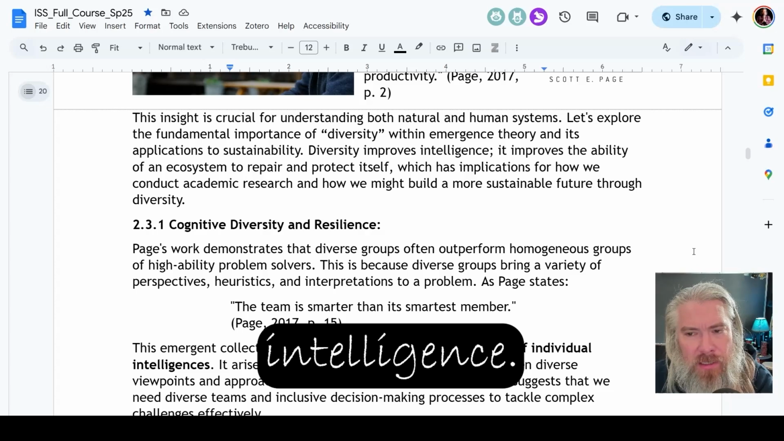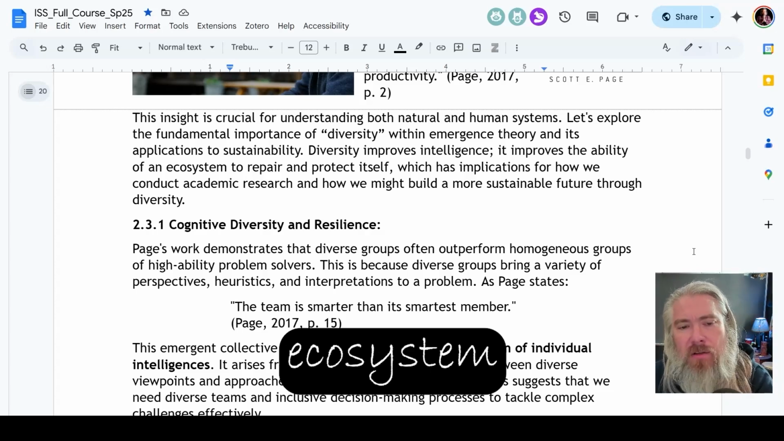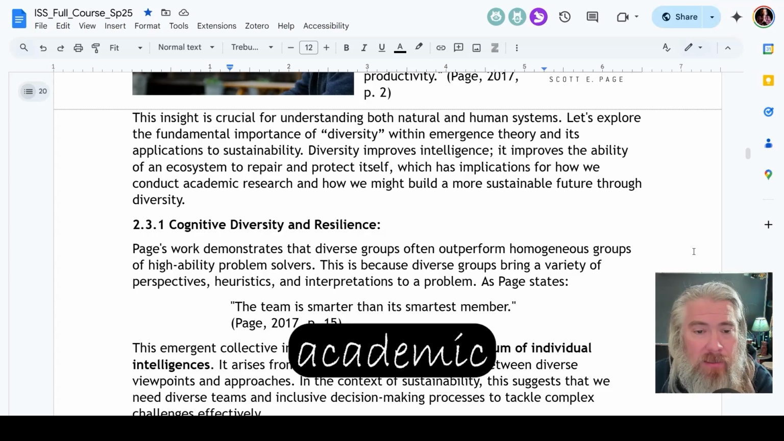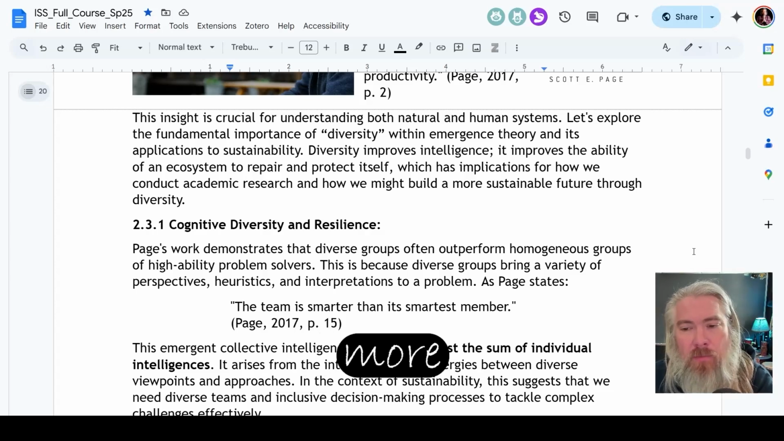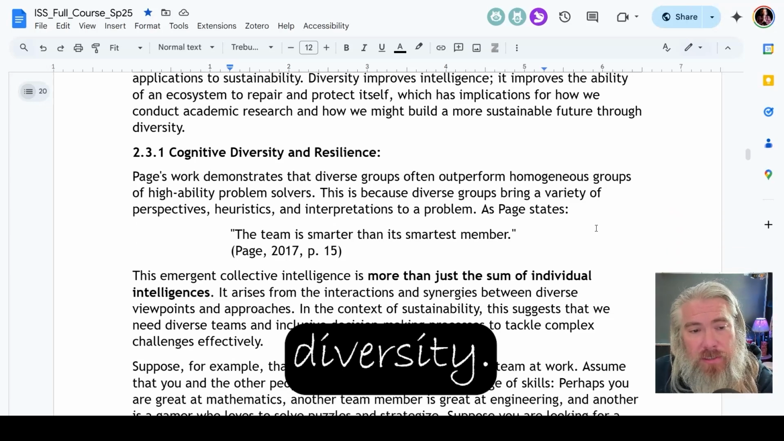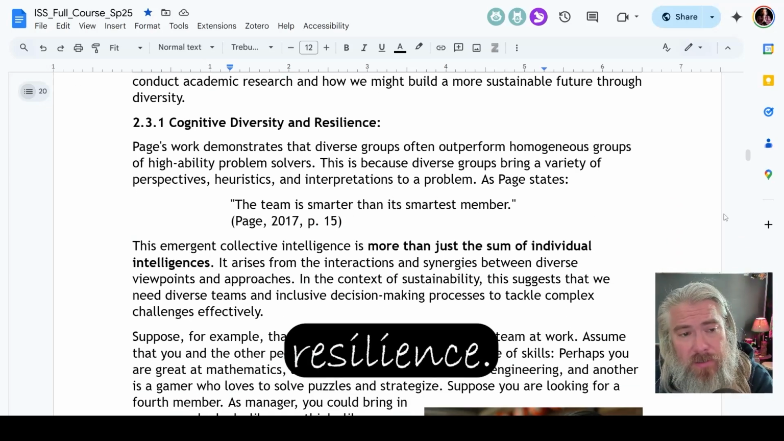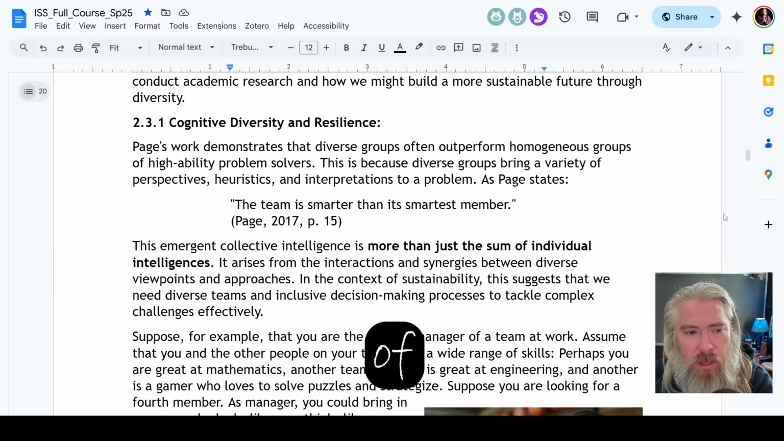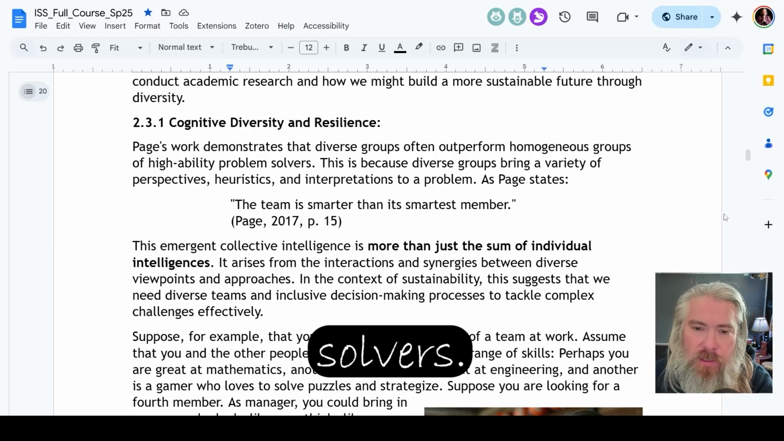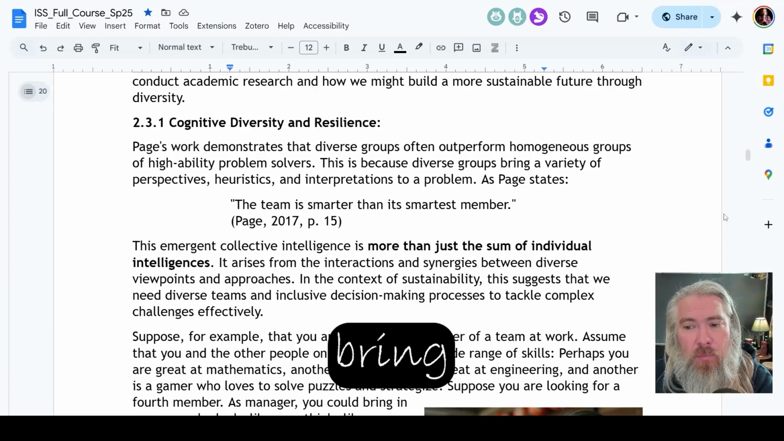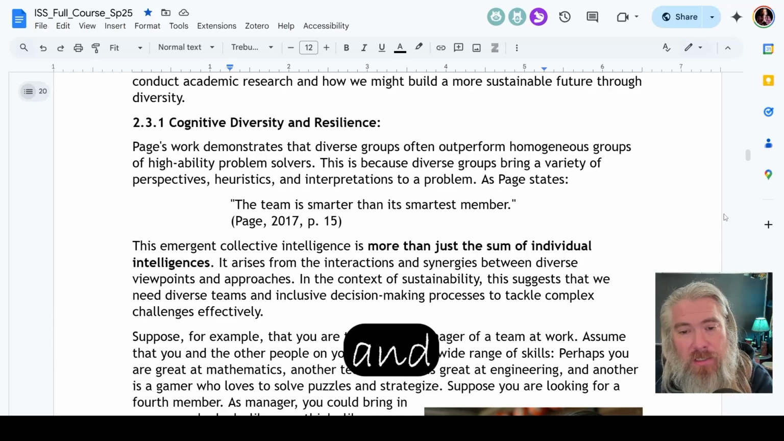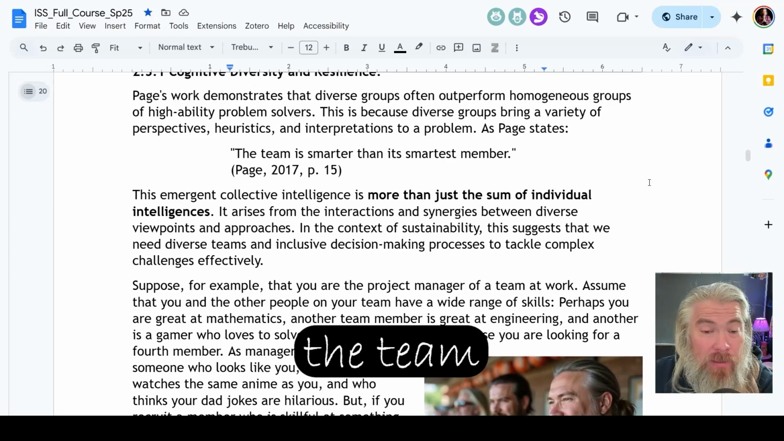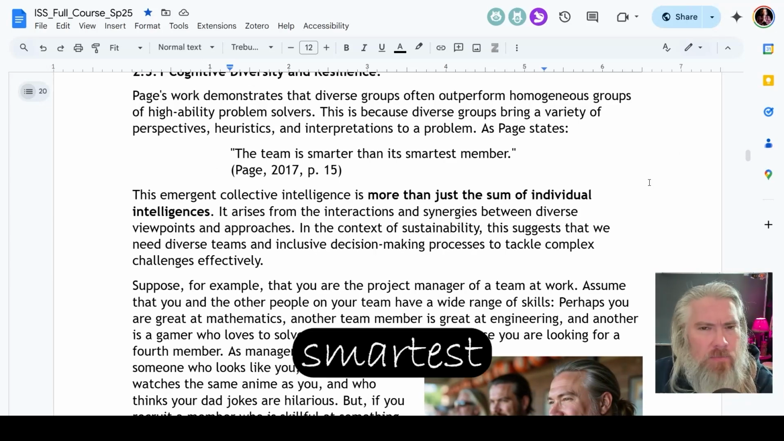Diversity improves intelligence. It improves the ability of an ecosystem to repair and protect itself, which has implications for how we conduct academic research and how we might build a more sustainable future through diversity. Cognitive diversity and resilience. Page's work demonstrates that diverse groups often outperform homogeneous groups of high-ability problem solvers. This is because diverse groups bring a variety of perspectives, heuristics, and interpretations to a problem. As Page states, the team is smarter than its smartest member.